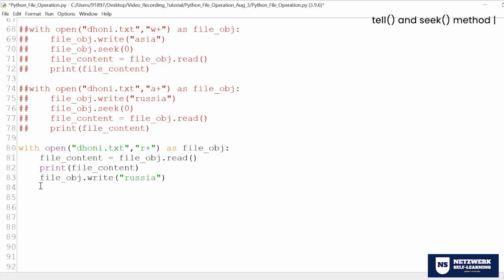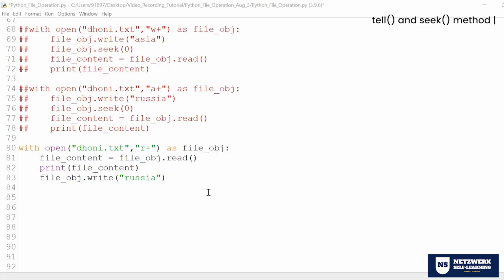So when you do an R plus kind of operation, there is no necessity for you to use any seek. Seek is especially meant for the write plus operation. Here in this case, it is not needed. So for read plus, no need of seek. It will act as an append function only. So there is no need to specify seek over there.